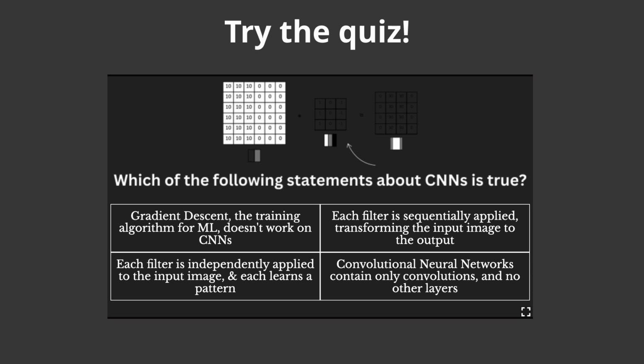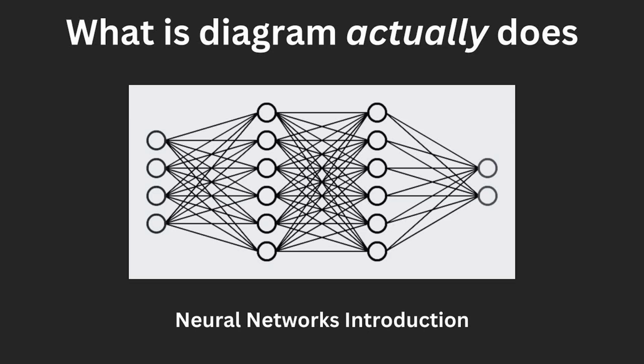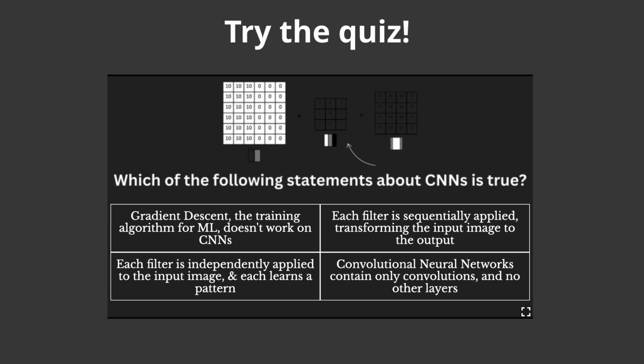Okay, which of the following statements about CNNs is true? First statement says gradient descent, the training algorithm for ML, doesn't work on CNNs, but that's kind of implying that it only works on normal neural networks, so to speak. The diagrams like this that you may have seen before are basically just linear regression, by the way. And I have a full explanation of linear regression and neural networks that I think is one of the best explanations out there, and I have it on this channel. I'll link it in the description. But this is false. Gradient descent works fine on CNNs, just like normal NNs.